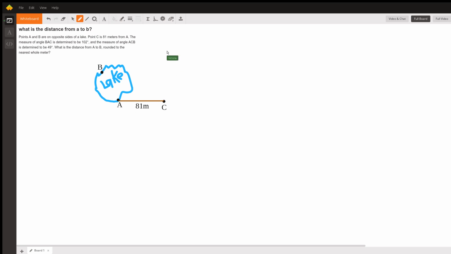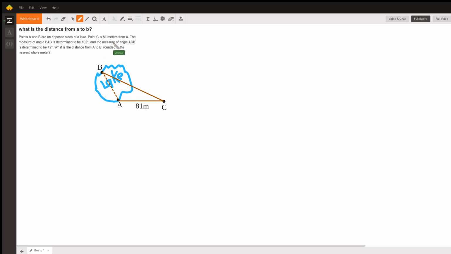Then we need the path across the lake from A to B. Then if we wanted to complete this triangle, we would put this third side on, and we would not make it dashed. There we go.